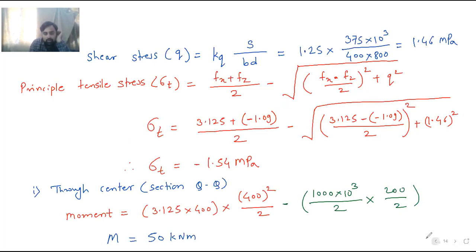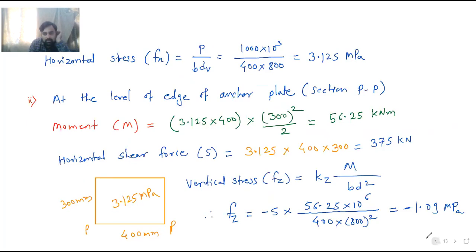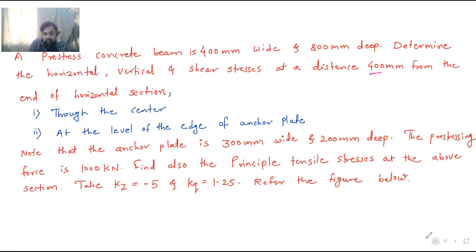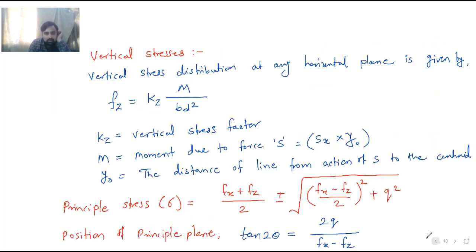It is the formula which is Kz here. You can see here, Fz is equal to Kz upon M upon BD square. This formula is derived now. In this formula, there is no term like dV or anything else for the vertical stresses. Vertical stress distribution, it is vertical stresses that are there.